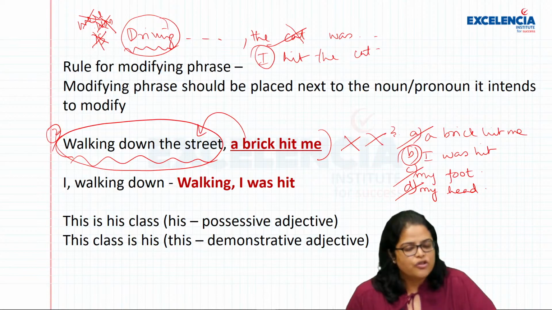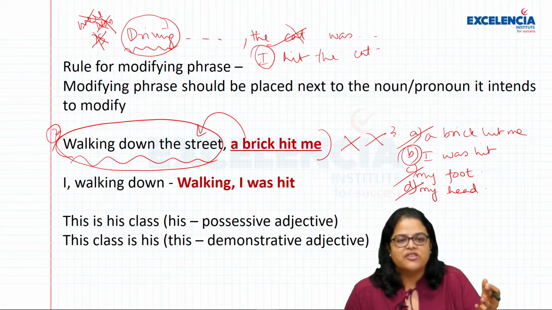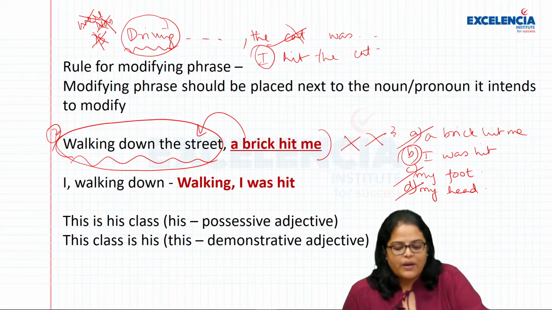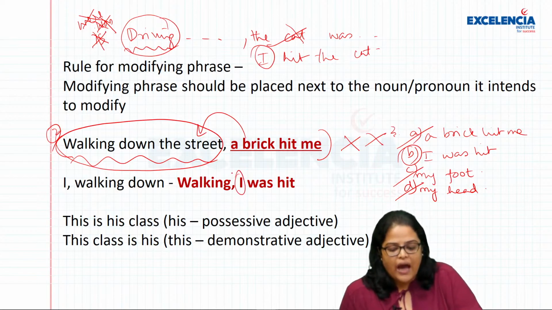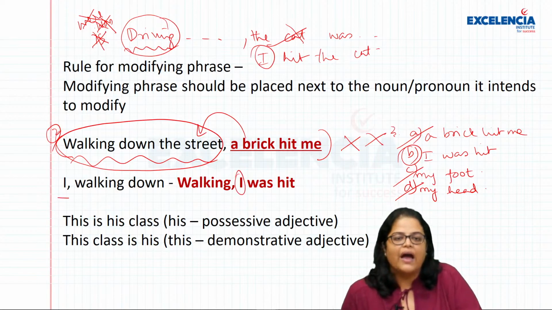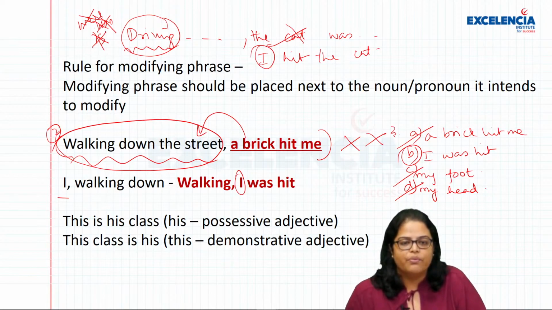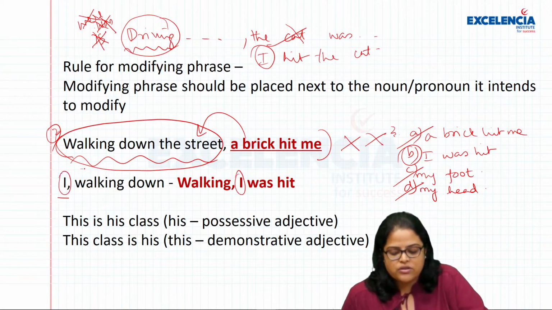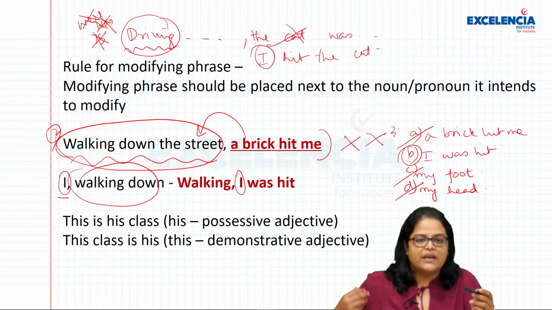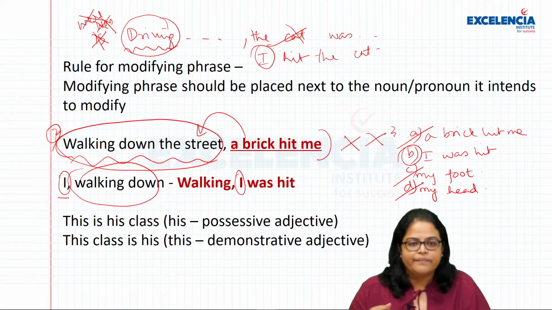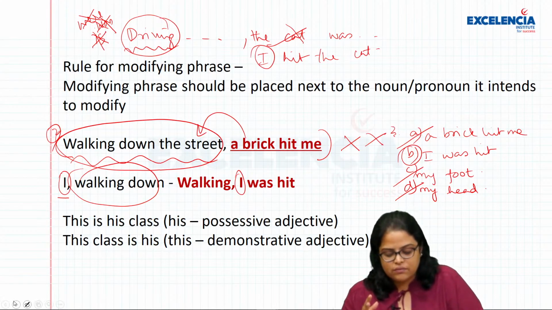So it's very logical, you know. A modifier is giving me extra information, so it has to be placed next to whatever it is describing. So when walking down the street wants to modify I, I'll have to say walking down the street I was hit, or I can also say I, walking down the street, was hit by the brick. Either way, they just have to be next to each other. It could be left hand side or right hand side. Is that clear?